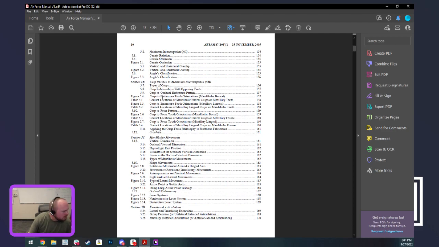All right. Cusp to occlusal embrasure patterns, cusp. So it literally says centric occlusion, centric relation.